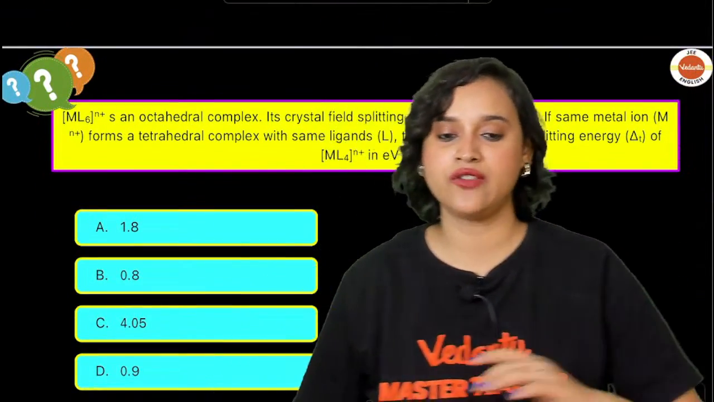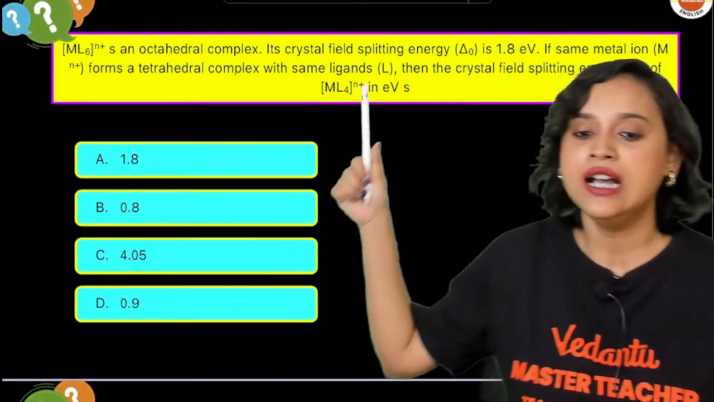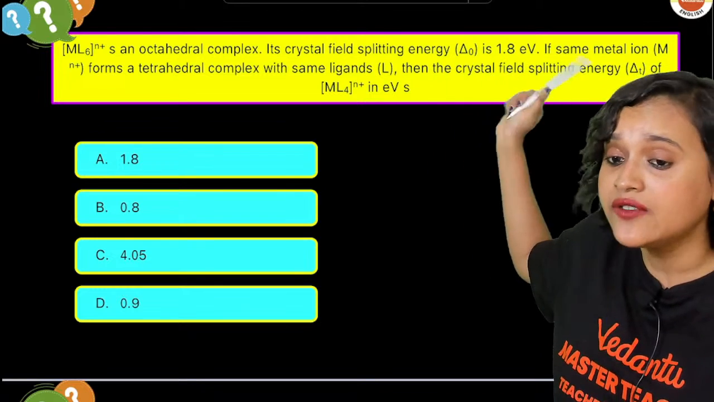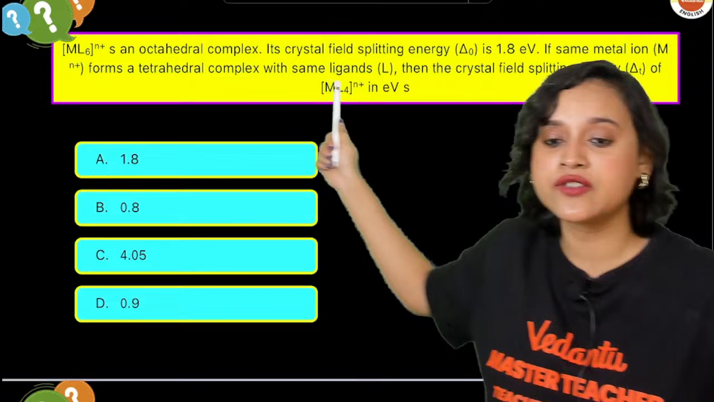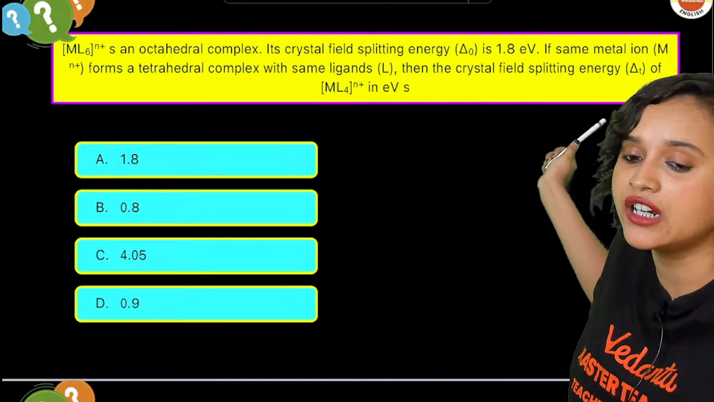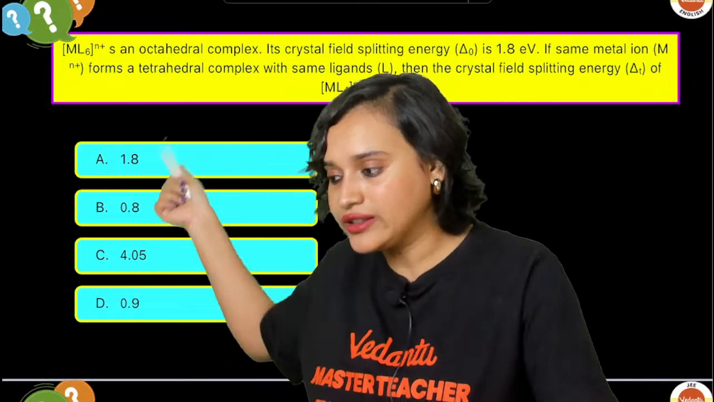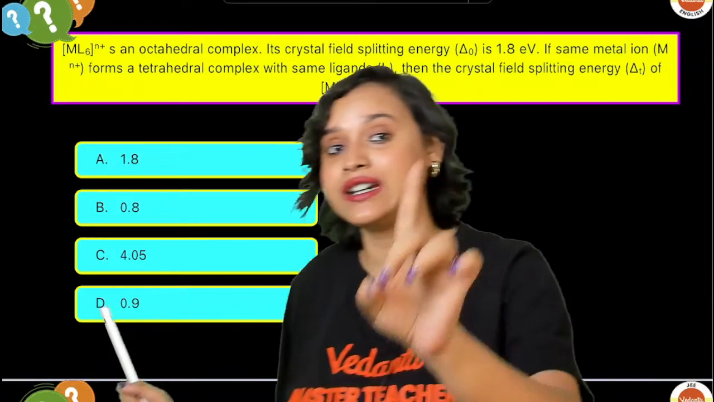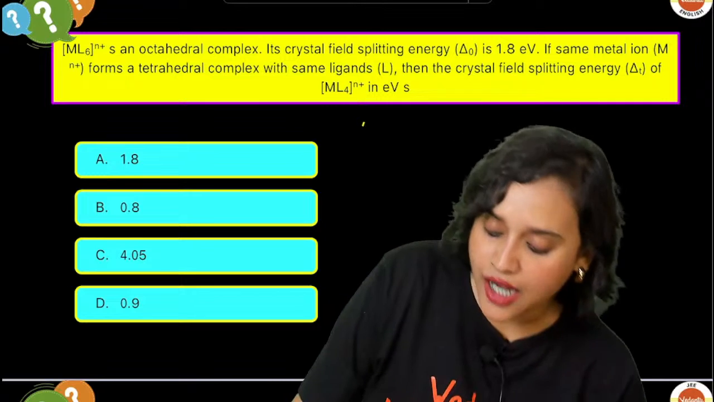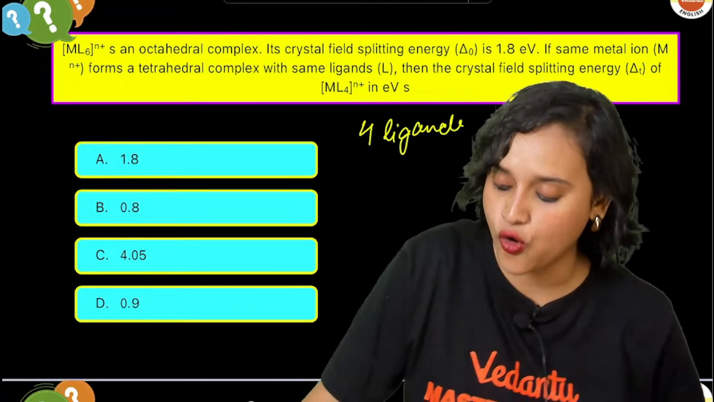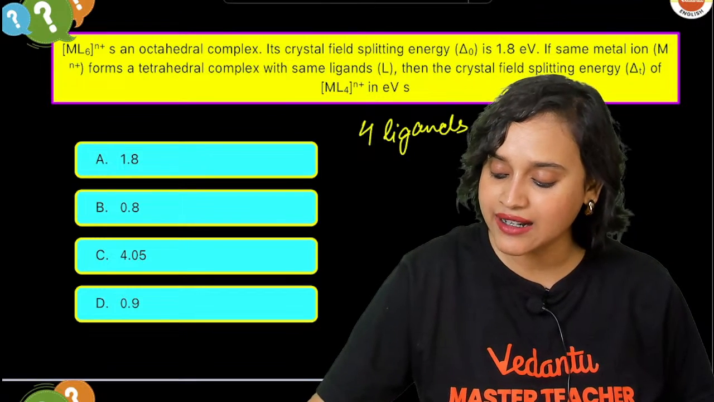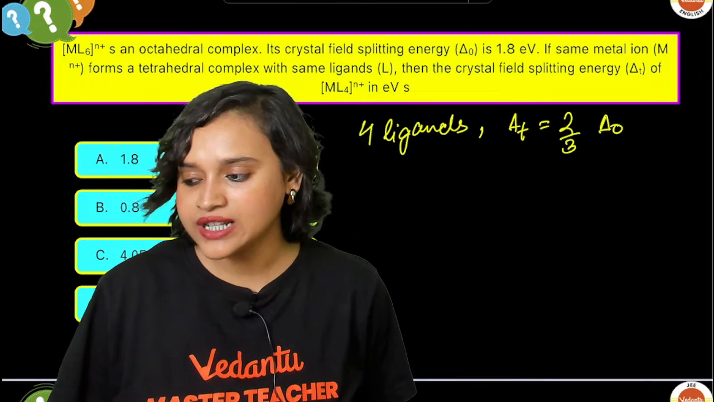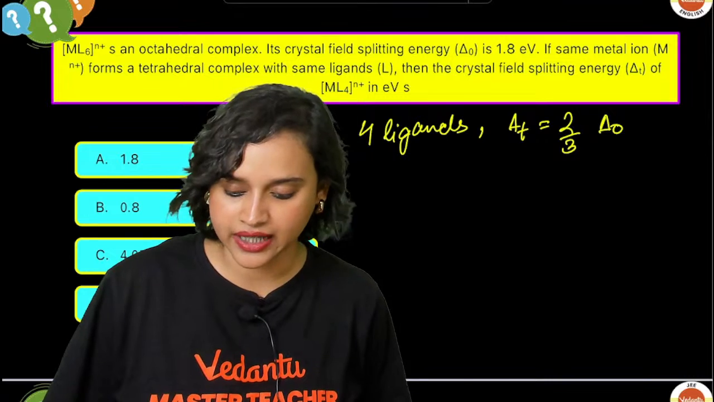And the last question everybody, this is very important, please do this everyone. ML6 n+ is an octahedral complex. Its crystal field splitting energy is given to you. If the same metal forms a tetrahedral complex with the same ligand, then what will be the crystal field splitting energy for this complex, and that too you have to find in electron volt. Because there are 4 ligands, and we know that delta tetrahedral is 2/3 of delta octahedral.